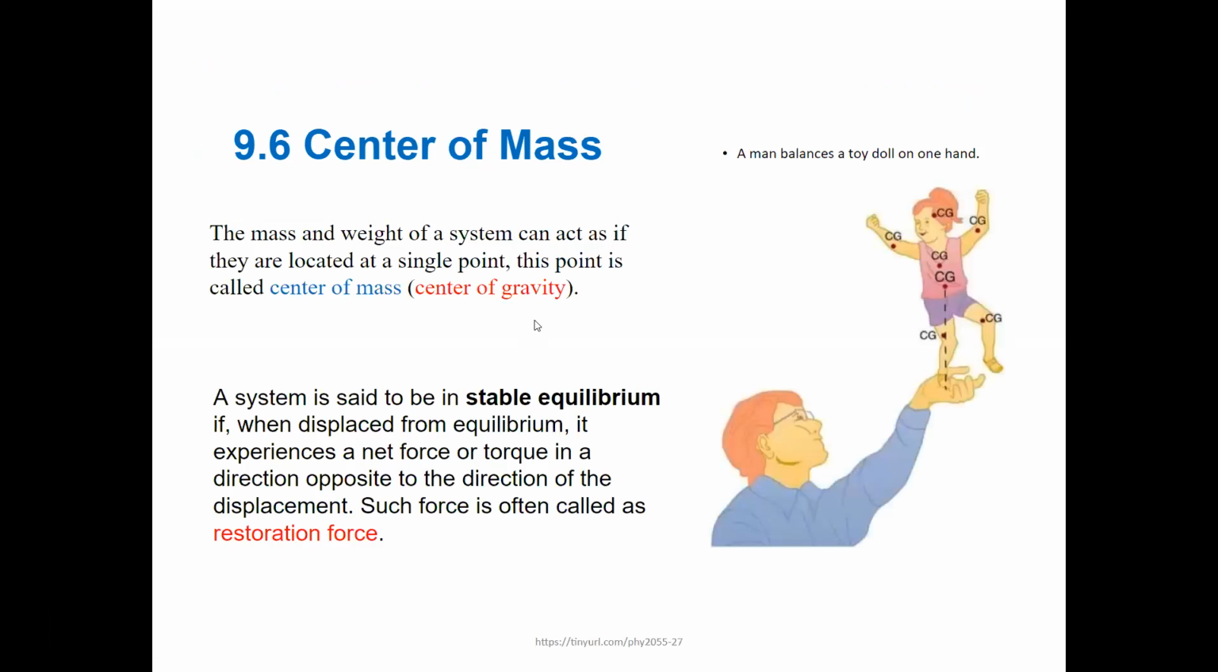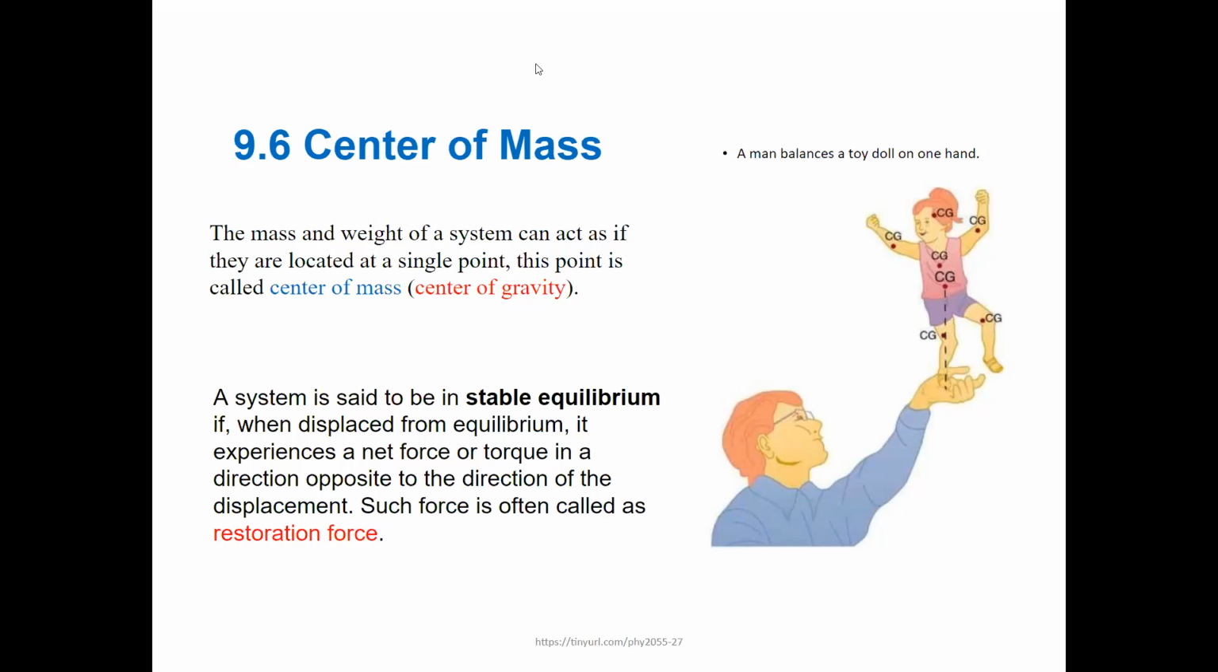The next section of this chapter talks about center of mass. Usually you might have an object that's made of different parts. For example, in the figure here, the toy doll has two arms, two legs, the body, and the head. Several different parts have different centers of mass, or sometimes it's referred to as center of gravity. If you see center of mass or center of gravity, they are referring to the same meaning. Some people call it center of mass, some people call it center of gravity.